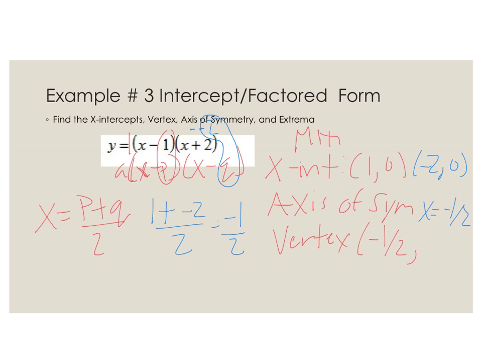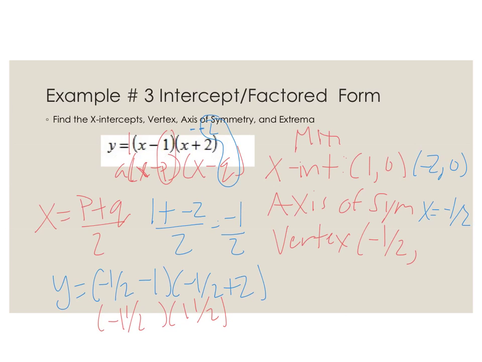To find the y value, I'm going to plug in. So y equals, instead of x, -1/2 minus 1. Instead of x, -1/2 plus 2. If we go through and solve, that gives us -1 and 1/2 times +1 and 1/2. If you times those two together, you get that the vertex is at -2.25, or you can always write it as a fraction as -2 and 1/4. They mean the exact same thing.